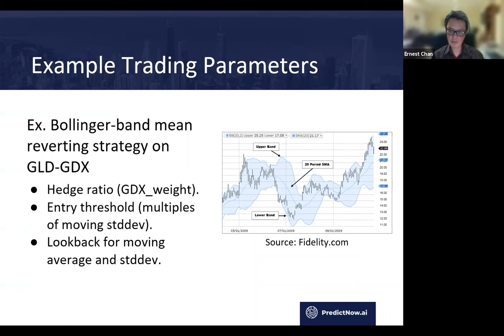Anyway, with this kind of Bollinger Band based mean reverting strategy, there are typically three parameters to define the trading strategy: the hedge ratio, how many dollars of GDX we should trade versus $1 of GLD; an entry threshold, namely, how many multiples of the moving standard deviation we use for setting the Bollinger Band; and finally the lookback for the moving average and the moving standard deviation to define the Bollinger Band. So this is a toy strategy. Okay, don't take it too seriously. I'm not suggesting that you should go out and trade it, but it serves as a good illustration of the technique.